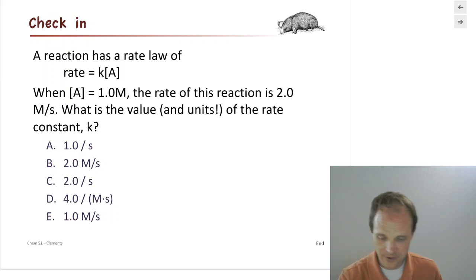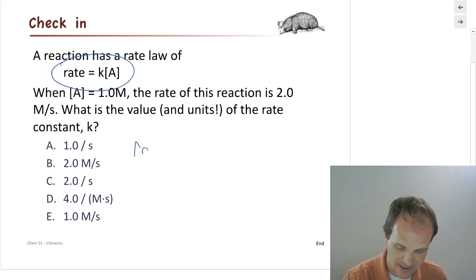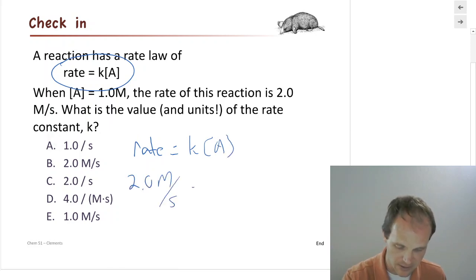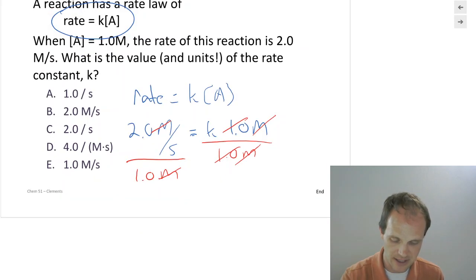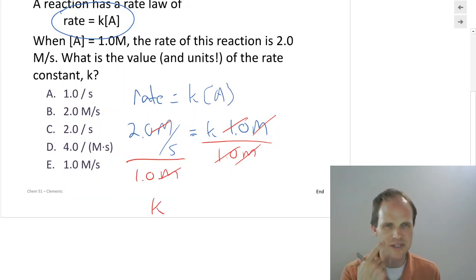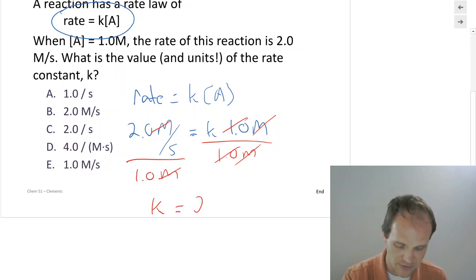All right, what did you come up with? Well, hopefully you just started plugging in. You said that my rate is equal to k times the concentration of A, and my rate was 2.0 molar per second equals k times my concentration, which was 1.0 molar. I'm going to go ahead and divide both sides by 1.0 molar. And it cancels out 1.0 molar on this side. The molars cancel out on this side, right? I don't know what happens when your molars cancel out. I guess you chew lettuce. Okay. So k is equal to a value of 2.0.